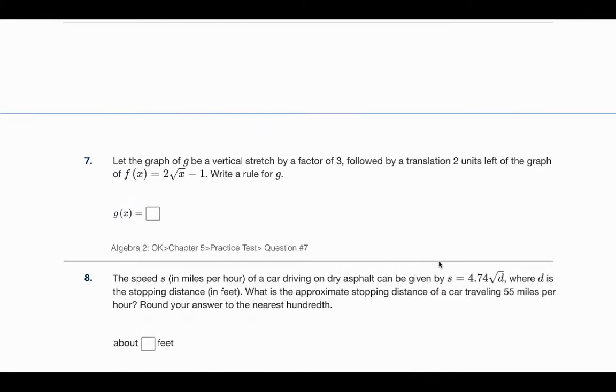Number 7. Again, we've been doing these transformations for a while, ladies and gentlemen, so hopefully we can start seeing what happens here. Let the graph of g be a vertical stretch. Remember, vertical stretch is now on the outside, by a factor of 3. So that's the first thing we're going to do. And then we're going to follow by a translation 2 units left of the graph of f of x equals 2 root x minus 1. So we're going to write a rule for g.